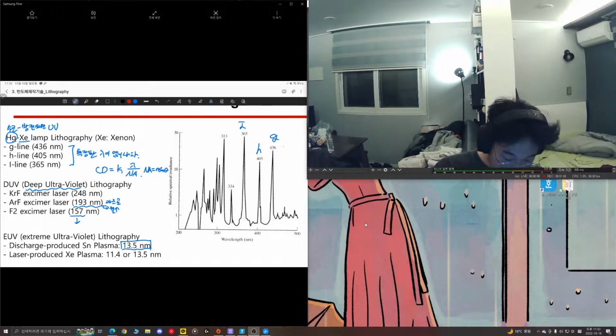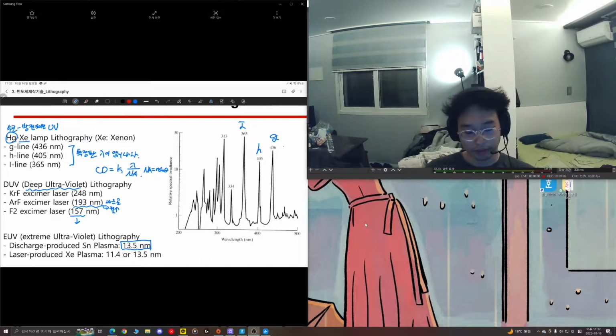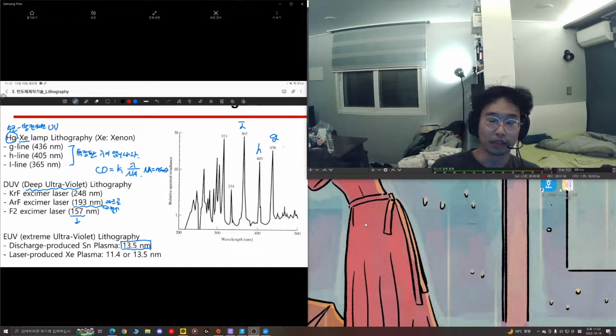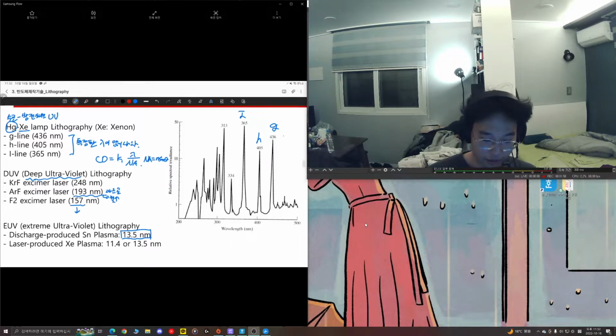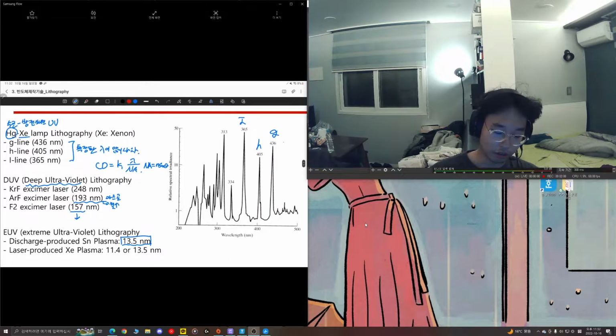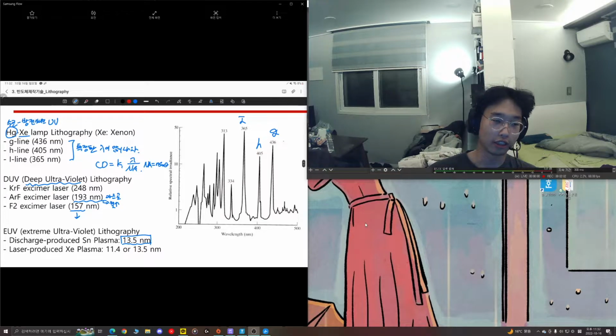This HG xenon lamp lithography makes a special spectrum. It has variable wavelengths, but a few wavelengths come out strong, like G line, H line, and I line. And then you have DUV, deep ultraviolet, which has smaller wavelengths than the HG xenon lamp lithography.